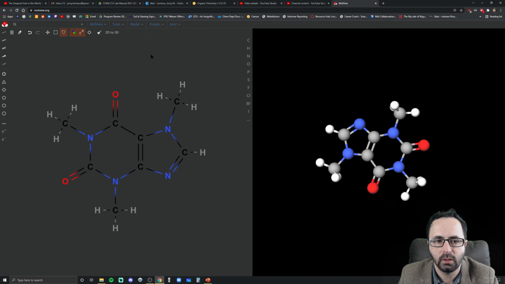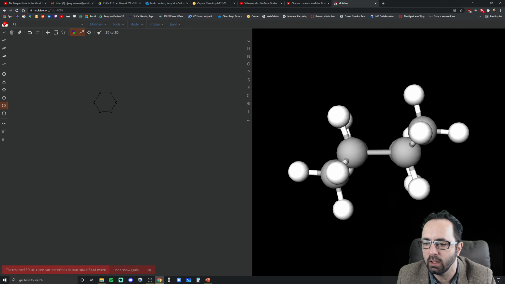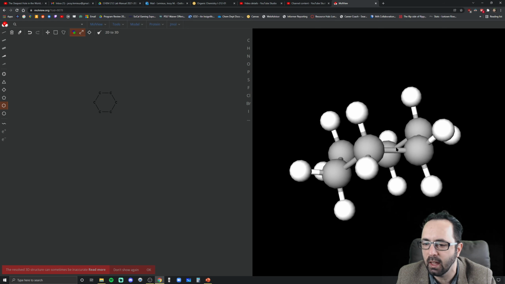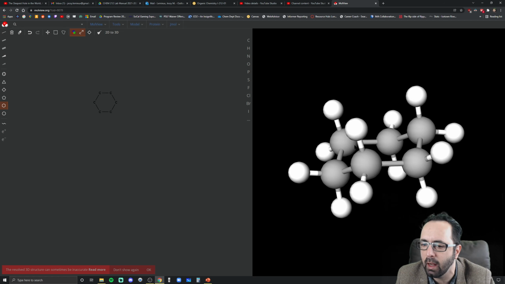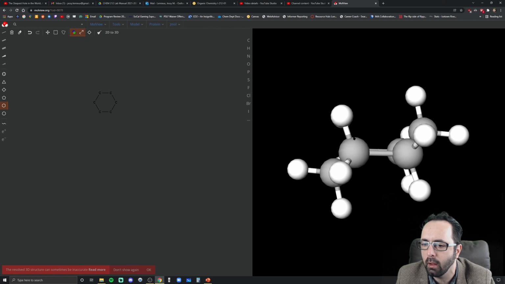So I'm going to get rid of this. I'm going to put in a cyclohexane. I'm going to go 2D to 3D, and there you go. And so you can see this chair conformation, this being the most stable arrangement. And what you can see here is that when you look down each of these carbon atoms, notice how there's a staggered conformation. Here, if we look down here, staggered. Everything's staggered. The only steric strain that we have, or torsional strain, is that there's an eclipsing interaction that's farther away.